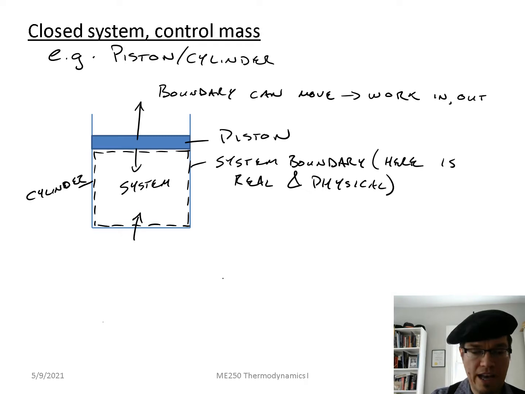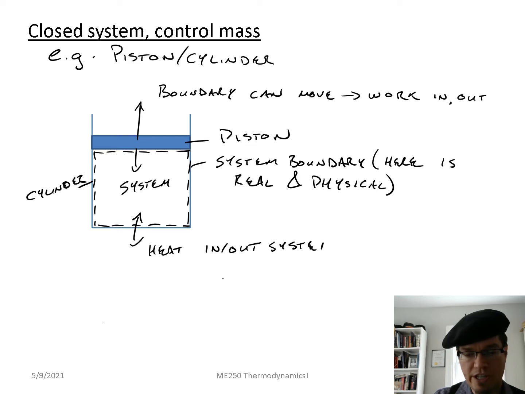But we could also add energy or heat in or out of the system to change the energy of that system. We could heat up the gas inside a piston or a balloon and cause it to expand. We could likewise cool it off and cause it to contract.